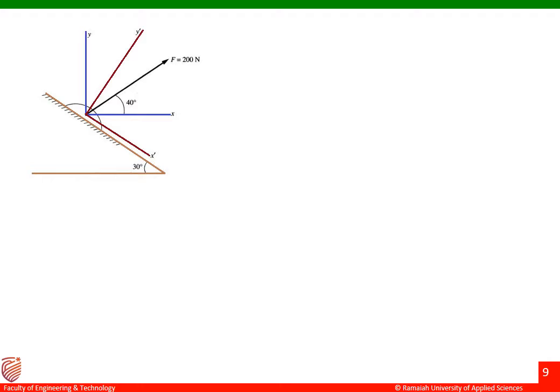Now let me find out the answer with respect to the x dash axis and then the y dash axis. Okay, so now here we can see F equal to 200 Newton. It is making an angle with respect to the horizontal axis, that is the x axis. Now we have to find the x component and y component with respect to the x dash axis and then the y dash axis here.